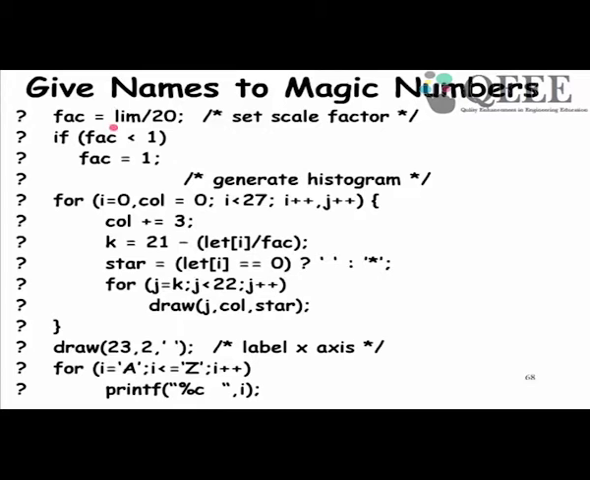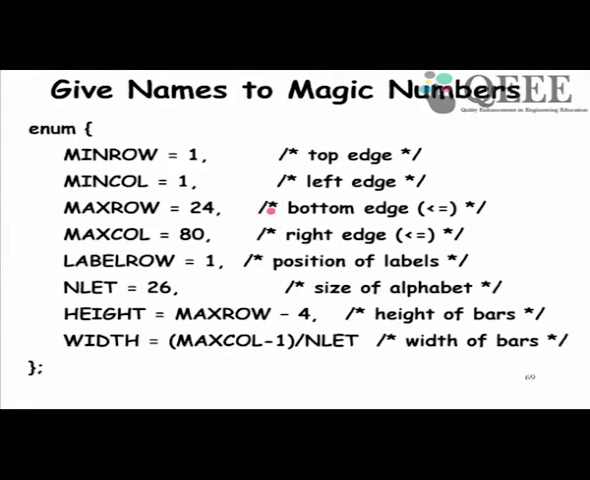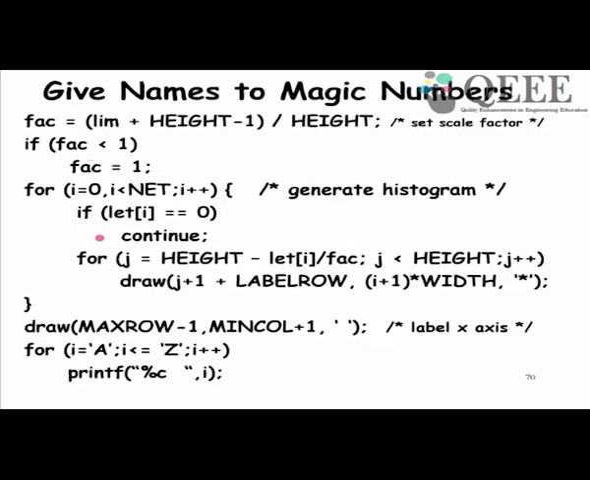Just see here, it's about generating a histogram, and if you try to go through this code, it will be hard, because it has many magic numbers inside it, like 27, 3, 21, etc. Why did you write 23, 2 here, etc.? But then we use names through enumeration in C, and we use those enumerated values here. Try to read this code, and you will see that you are able to understand it much better. Height, label row, minimum column, etc., are much more understandable than numbers like 23, 2, etc.